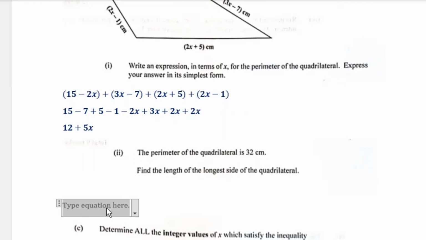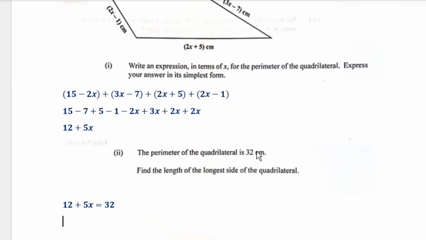But what we know is that each side has an unknown variable, which is x. So for us to find the longest side, or give a solid figure for the longest side, we'd have to work out the value for x. So from our simplified expression here, we're going to turn it into an equation. So we're going to have 12 plus 5x is equal to 32. So it is this 32 centimeters here.